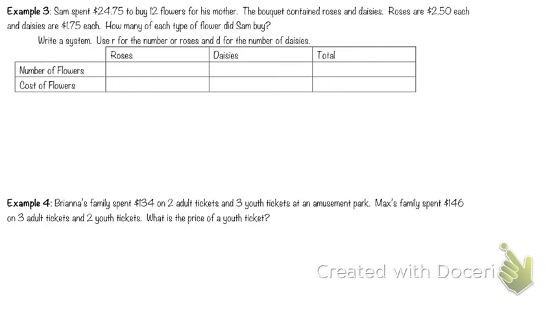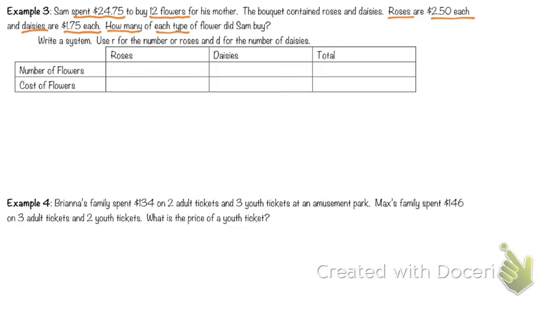Okay, what are some important things for us to underline? The cost of each flower. So the roses, $2.50 each. Daisies, $1.75 each. Okay, what else is important? How many of each type of flower? How many of each type did he buy? He spent a total of $24.75, right? And to buy 12 flowers. So we got 12 flowers. I think this is probably all the important information we need.